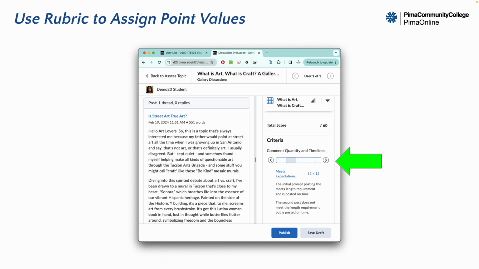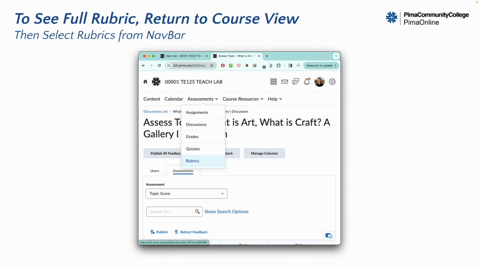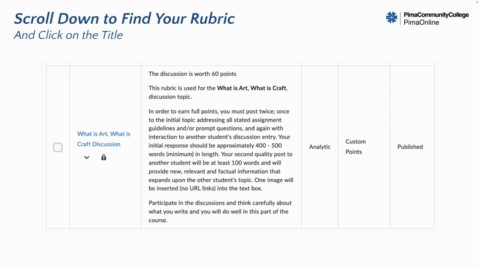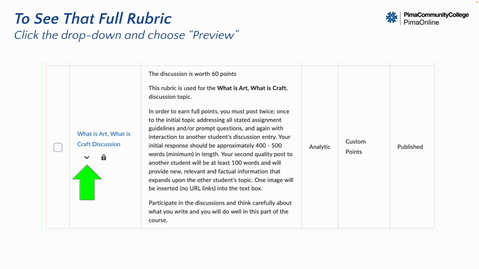If you want to see a larger view of the rubric experience, you can return to course view and then select rubrics from wherever you find it within the nav bar. When you click on rubrics, it will open up a larger list of all the rubrics associated with the class, and then you can go down to your discussion or assignment rubric, and then you want to click on the drop-down and choose Preview.